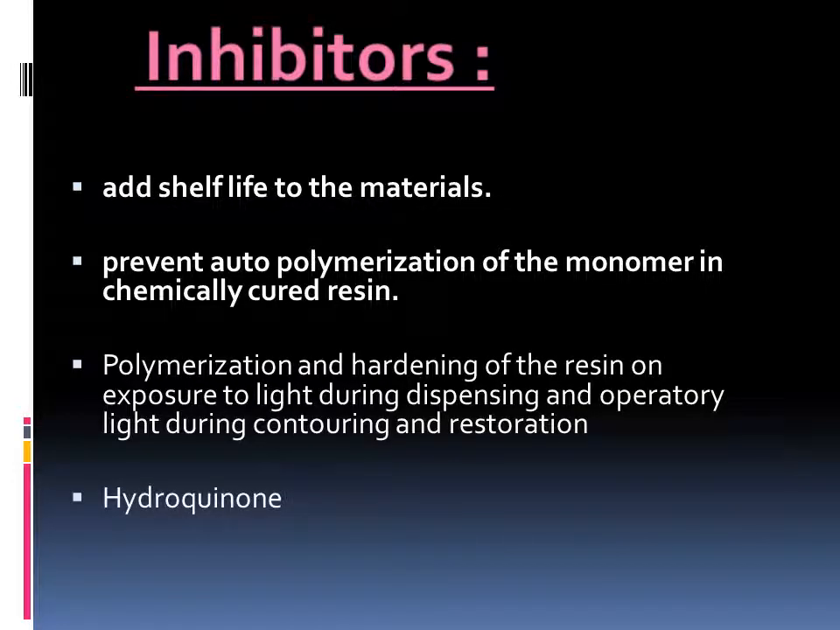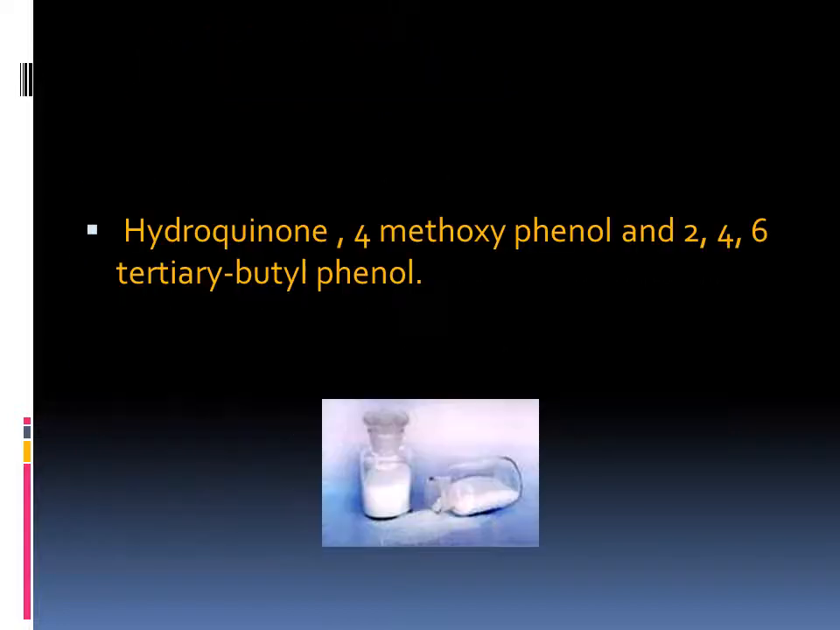In the light cured composite, polymerization and hardening of the resin on exposure to light may occur during dispensing and from operatory light. The light of your dental unit, if it's on when you're doing the composite filling, the polymerization may take place, and so that is why inhibitors are added. As I mentioned, the common inhibitor is hydroquinone. Other inhibitors may also be present, like 4-methoxyphenol and 2,4,6-tri-tertiary-butylphenol. But the most common one is hydroquinone.